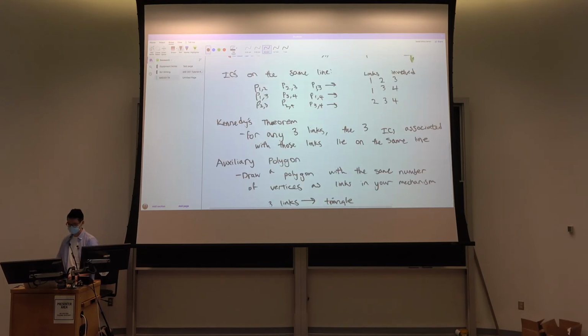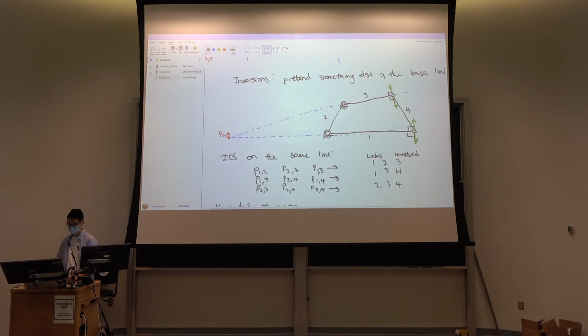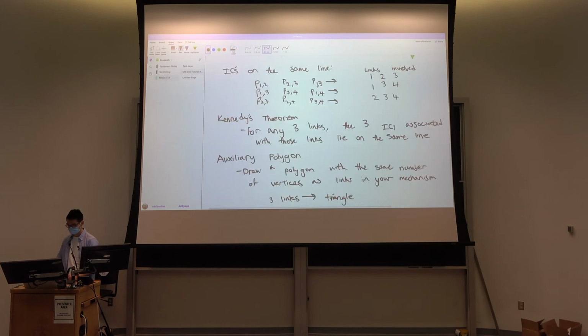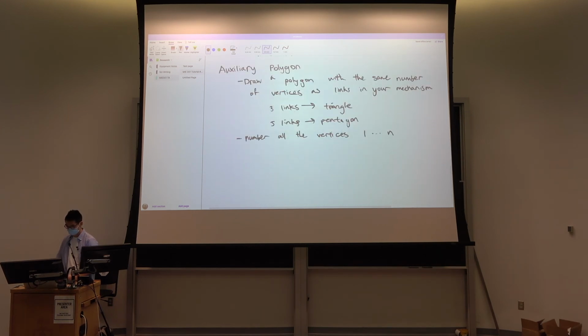Okay, so let's try these first 2 steps. It's not quite done yet, but let's try the first 2 steps with our 4-bar mechanism. It's a 4-linkage mechanism, right? So let's say for the above 4-bar, we have a square, right? A 4-sided polygon. And we're just going to number the links, or number the vertices: 1, 2, 3, 4. Same number of vertices as links in our mechanism.